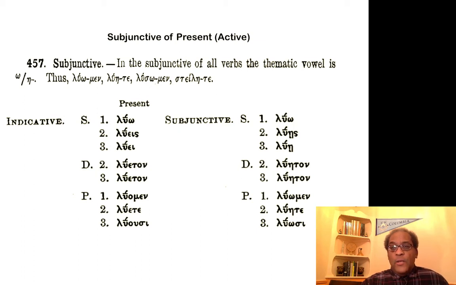So you get luo, lues, lue, luomen, luete, luosi. Notice that third plural, the omicron, omega, sigma, iota, as opposed to the omicron, upsilon, sigma, iota of the indicative third plural.